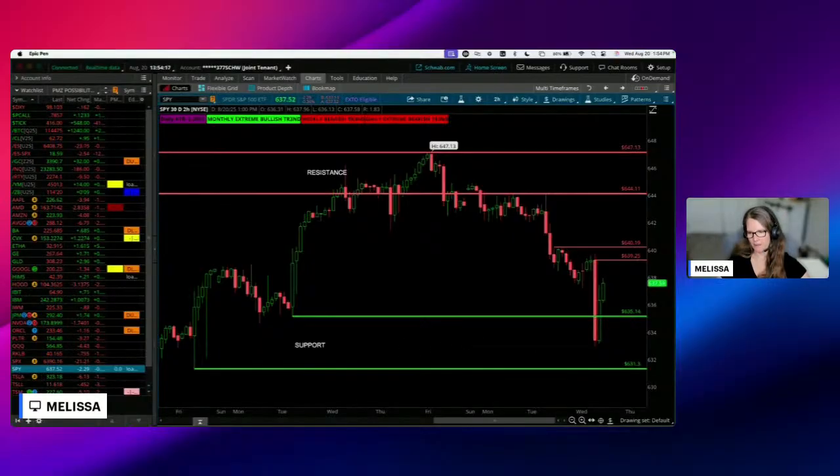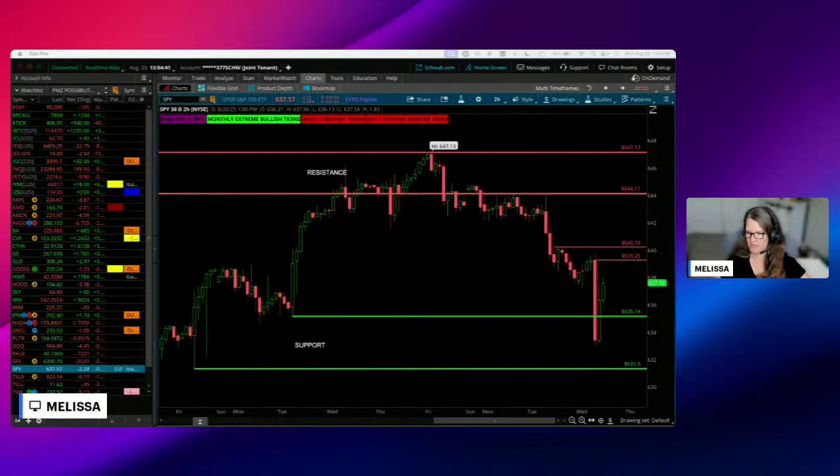Awesome. Very good. All right. So now we know what support is, what resistance is. We know how to identify it. I gave you two of the most common ways to trade it, either bounce trade or breakout trade. Let's talk about some common mistakes that beginning traders make.